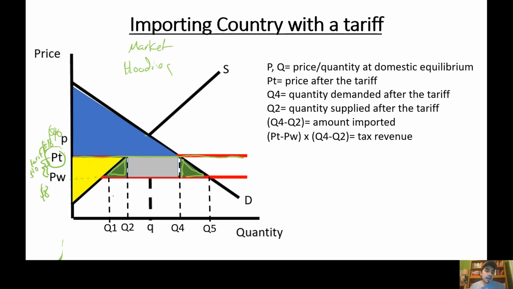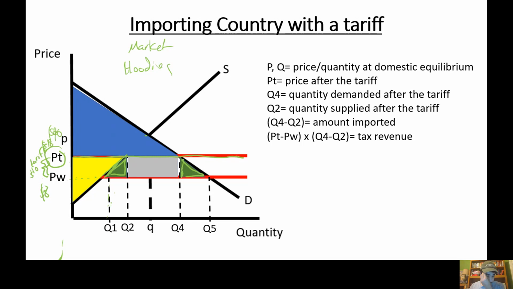Right. So we can see that the price went up, and so effectively more domestic suppliers are now supplying this good or service, and we can see that represented in movement from Q1, which was the original domestic suppliers willing to supply at that world price point, to Q2. Now there's more domestic suppliers willing to supply at that price point.